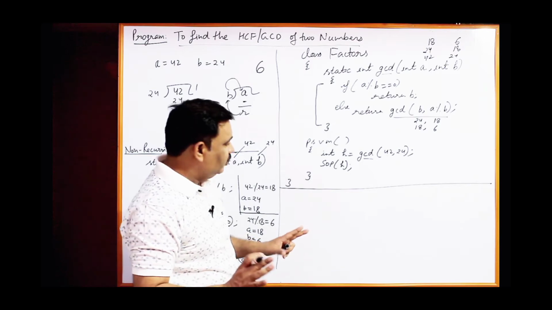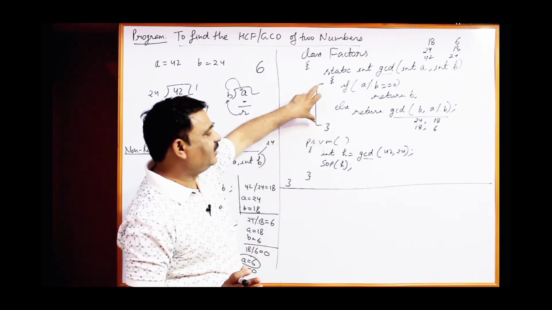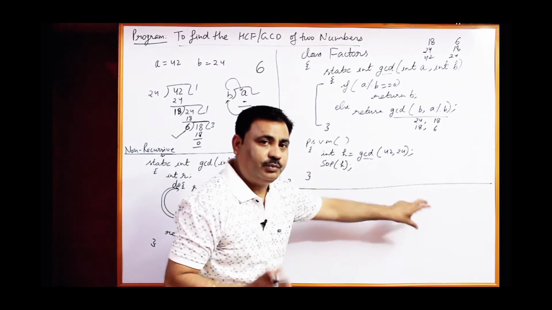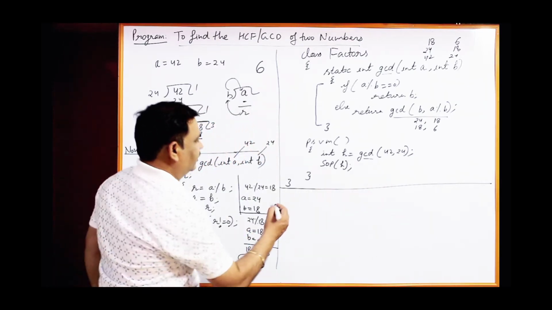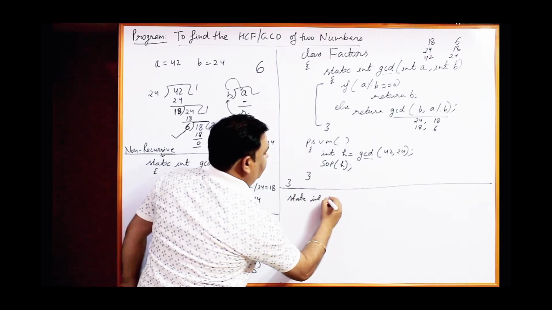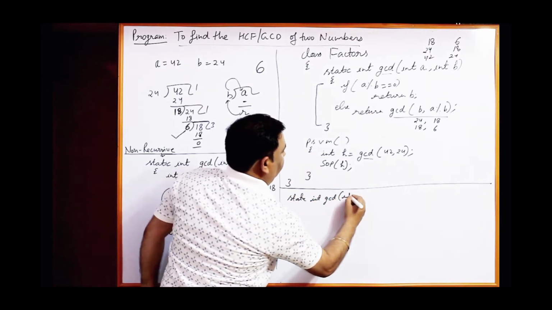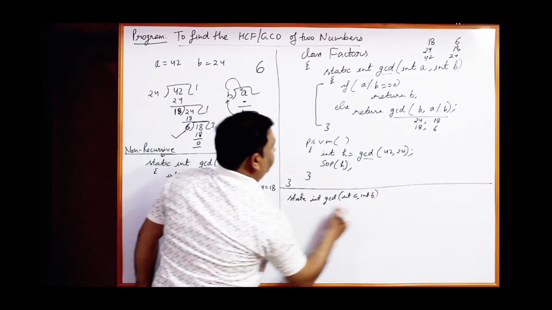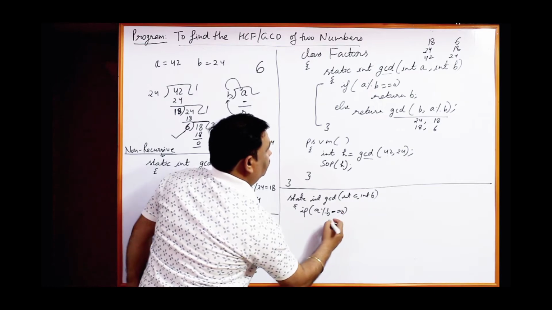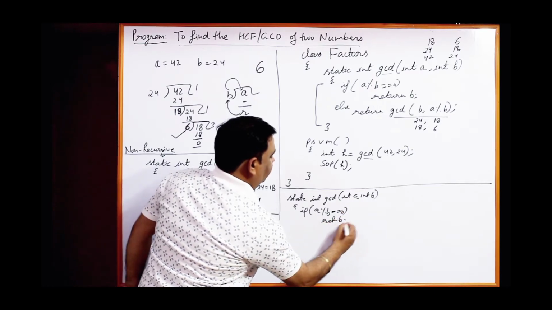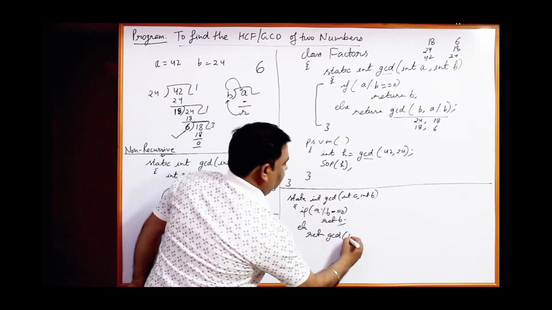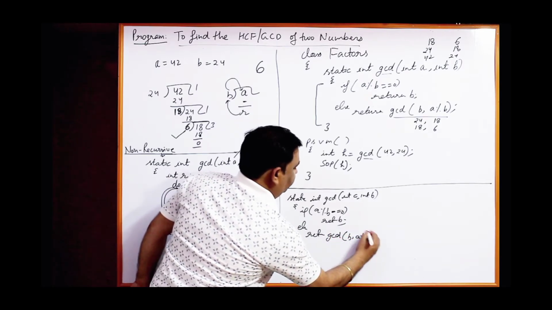I hope it is clear to you, but I am going to explain the same thing by writing the same function 3 times here to make you understand. Again I am writing the same function: static int gcd(int a, int b). If a modulus b equals 0, return b, else return the function call gcd(b, a modulus b).